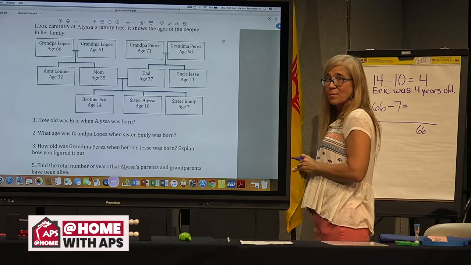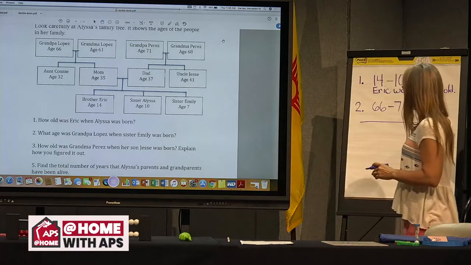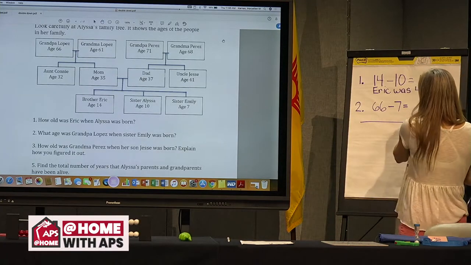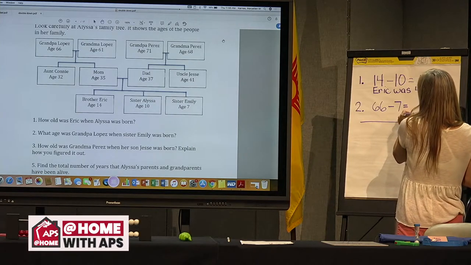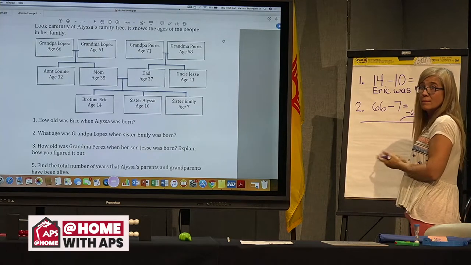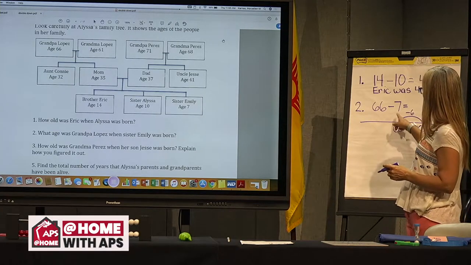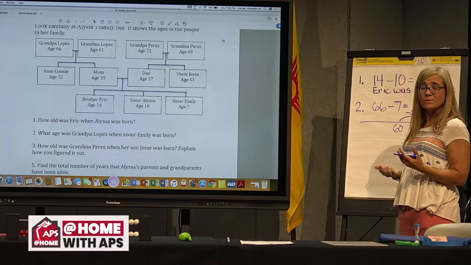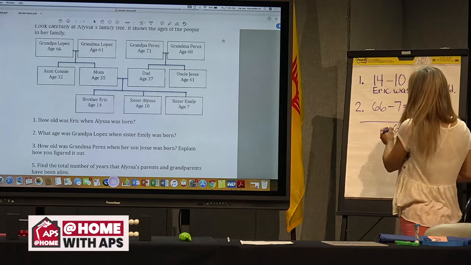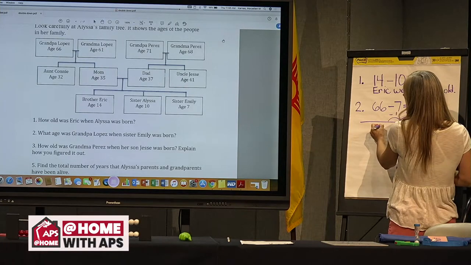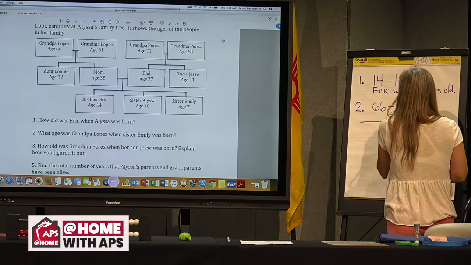7's kind of a weird number though, right? What would be easy to take away from the 66? A 6, right? What if I took away the 6, what would that give me? 60. And then how much more do I have to take away? What's the difference between 6 and 7? Just 1, right? 7, 6. So I need to take away 1 more, and we would find out that he was 59.